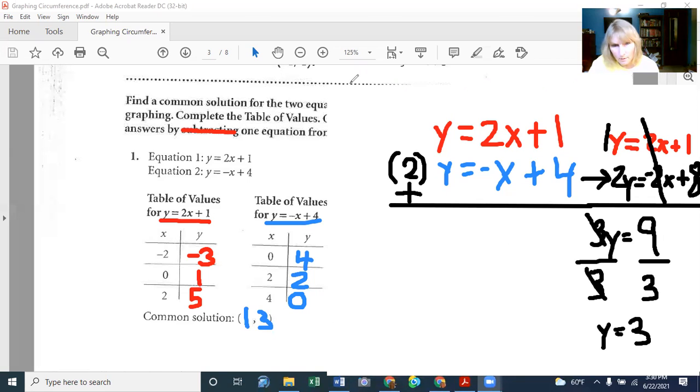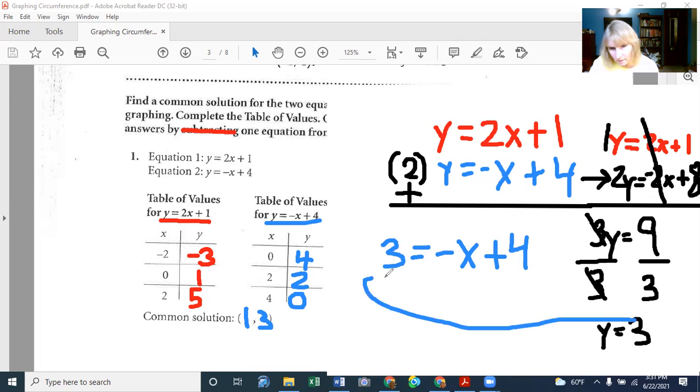Well, we plug in the y value into either one of these two equations. We can pick either one. I'm going to pick the blue equation. So let's use that one just because I always try to pick the easier of the two. So now we know y is 3. So it's going to be 3 equals negative x plus 4. I just plugged the 3 value in that I got for y right there.